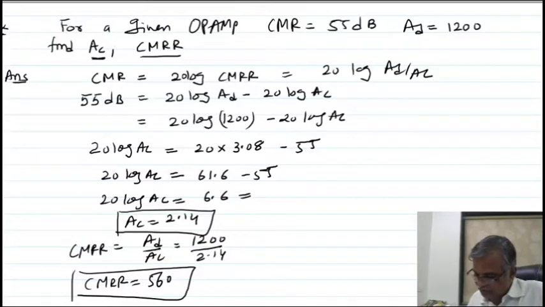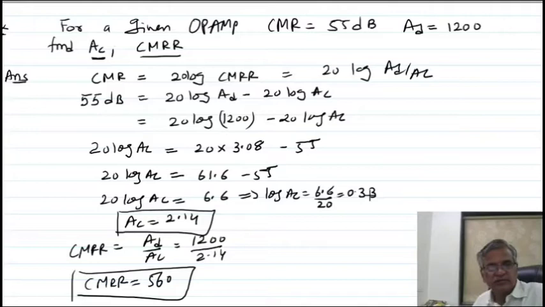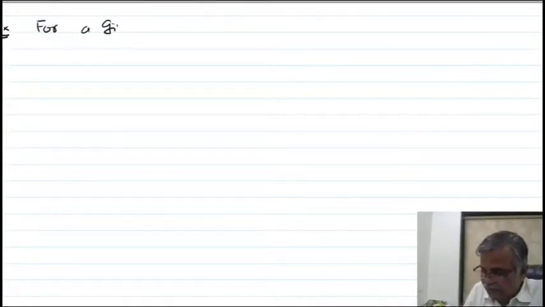For more details, I can write log AC is 6.6 by 20. So it is your 0.33. So you can find the anti-log. So in this way you calculate AC, and CMRR is AD by AC. So you can do this. It's very simple.